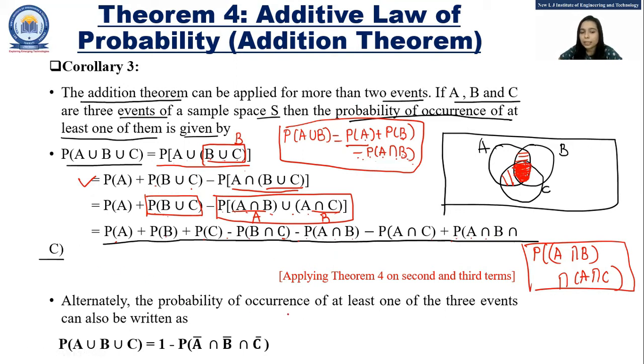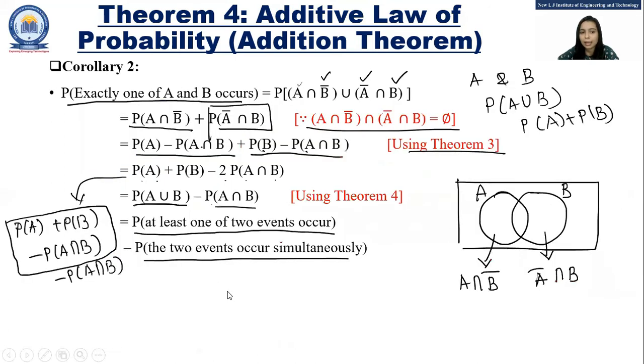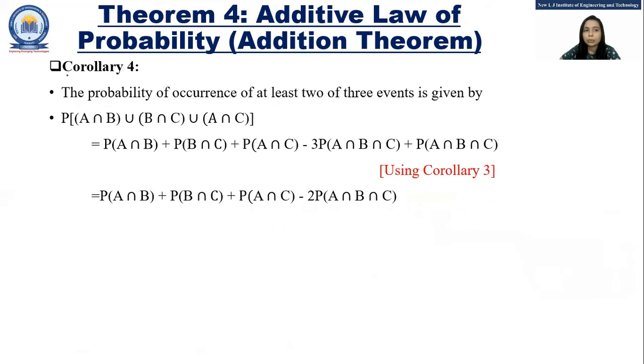Alternatively, the probability of occurrence of at least one of three events is also written like this. That is 1 minus P of A bar intersect B bar intersect C bar, as we have discussed in this corollary 1. Okay, here that is for 2 events and over here that is for 3 events. Now moving to the next corollary, that is corollary 4.